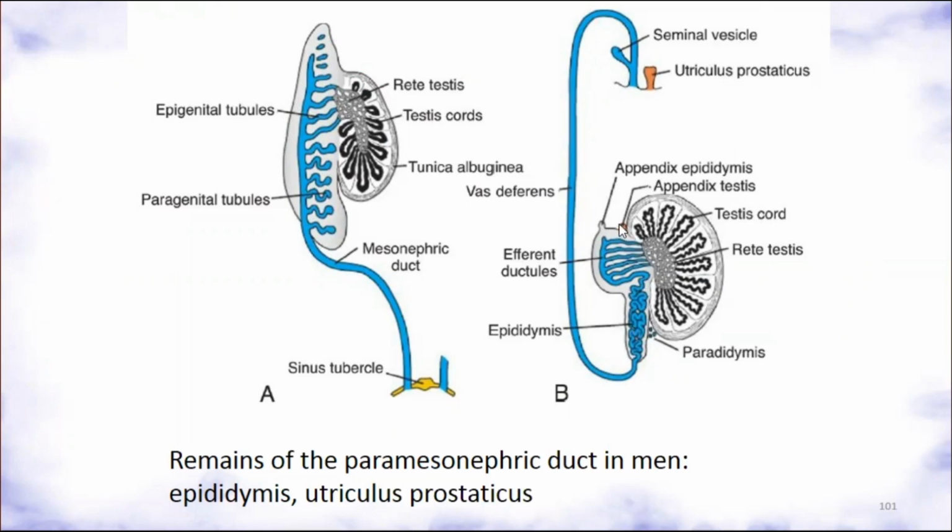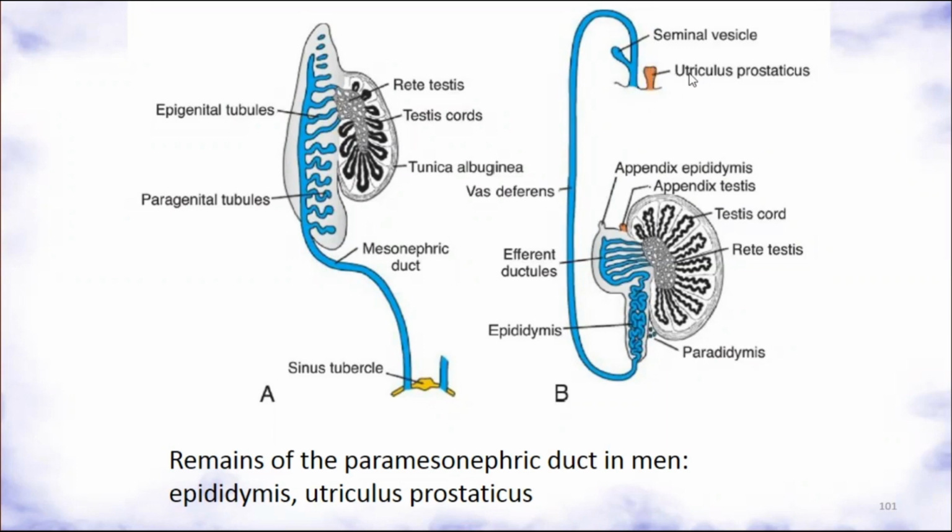So here we can see the apex near the testis, the apical part of the paramesonephric duct. It remains as the appendix testis near the testis. So it's the appendix of the epididymis, and near the fusion of the paramesonephric ducts, this part remains as the utriculus prostaticus. It's a small diverticulum of the urethra, which may be found in the prostate. So it's the so-called male uterus.